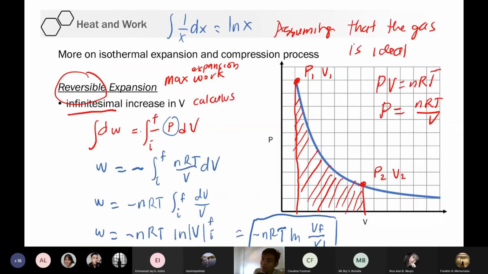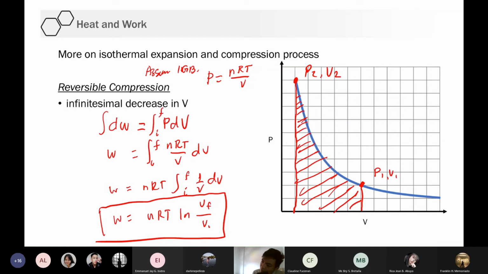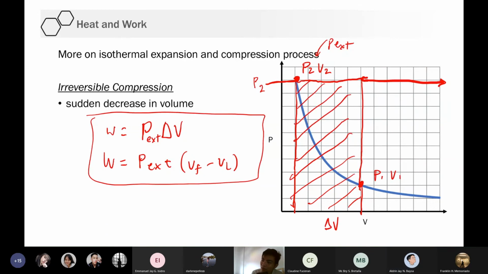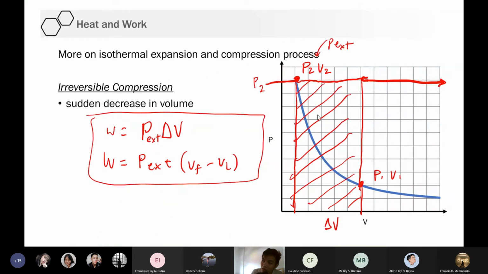Okay. Ito naman, between irreversible and reversible, sino mas malaki value pag compression? Look at the area. That should give you an idea kung sino mas malaki. Yung irreversible mas malaki, obvious. Kasi yung reversible, ang kinuha niya lang itong nasa ilalim. Pero yung pag irreversible, lahat yan, damay itong nasa labas ng curve.